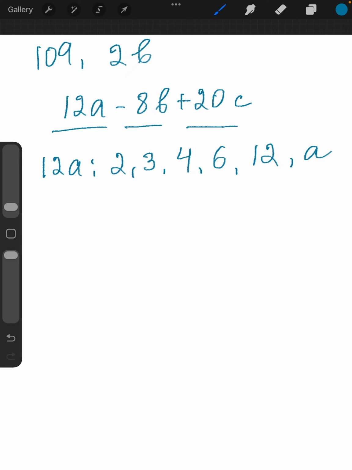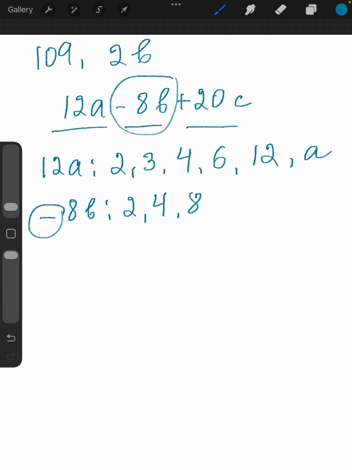And of course an a, right? Okay, then what's our next one? I hope you said negative 8b. Very good. But in this case, we will keep the negative sign in mind and just factorize 8 for now. So 2, 4, 8, and b. Very good.